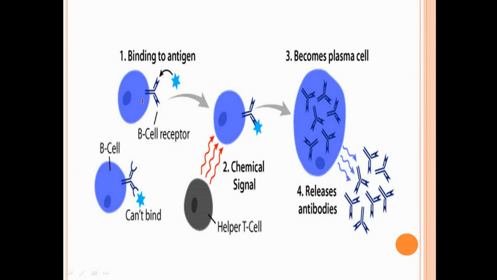To summarize, the B cells play a major role in humoral immune response, and the helper T cells only help to activate the B cells, which get transformed into plasma cells and release the antibodies. And all types of antibodies are formed from plasma cells.